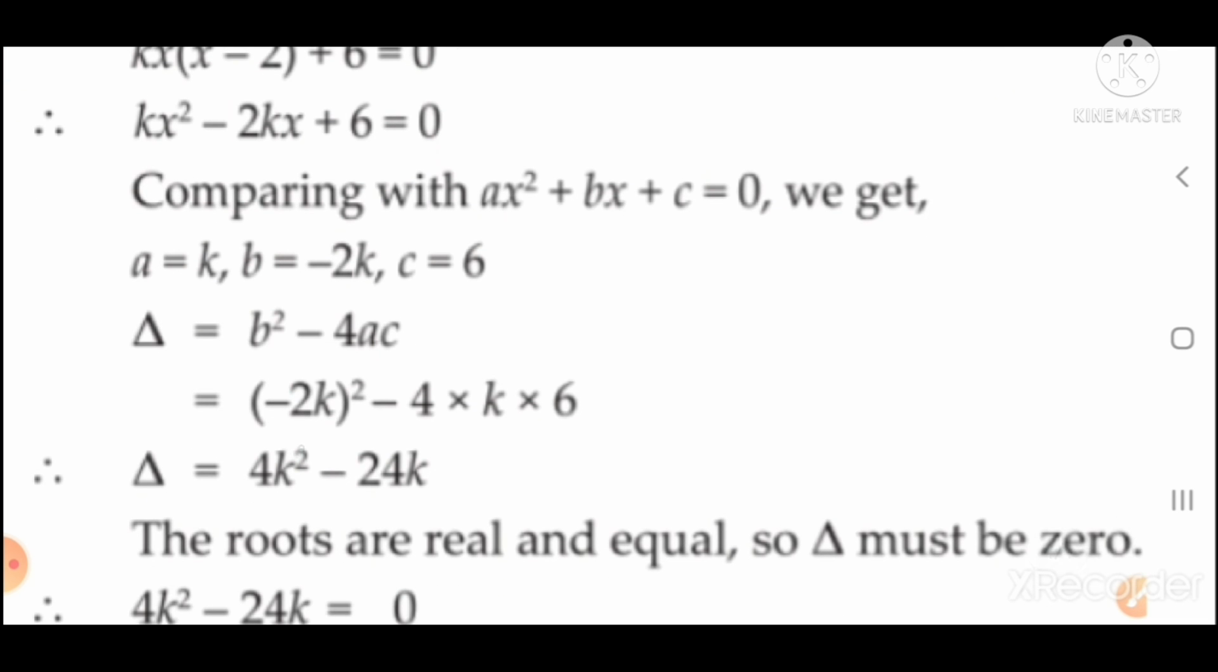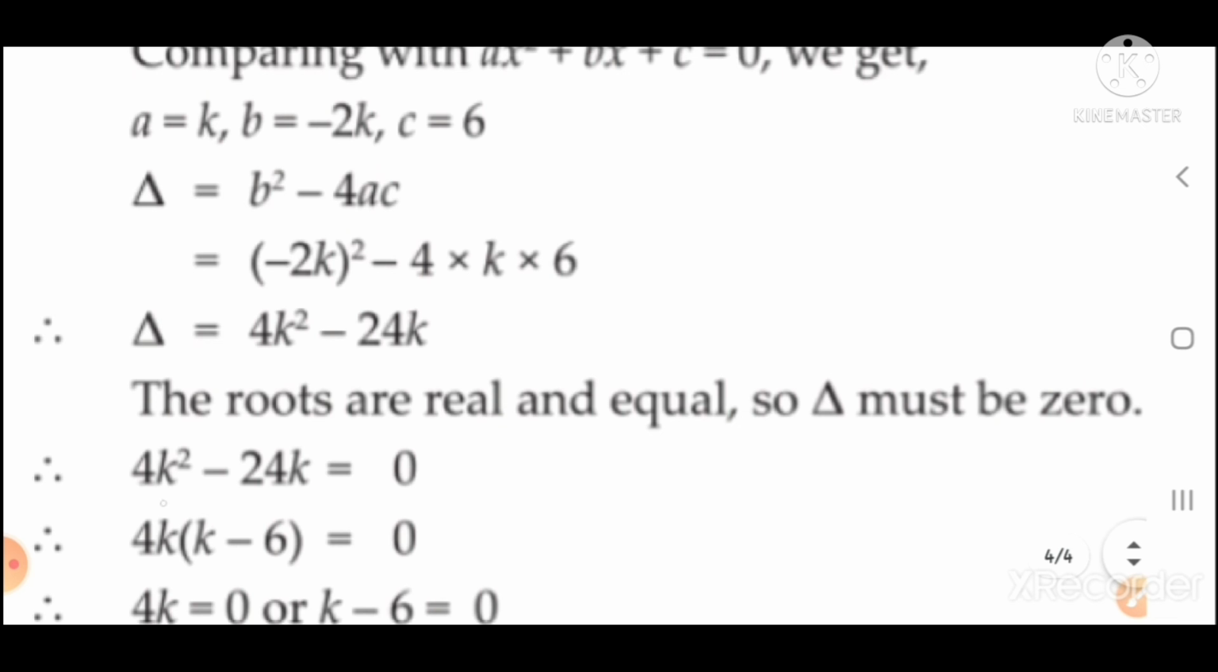So apply the same formula, delta is equal to b square minus 4ac. So what is the value of b? That is minus 2k the whole square, minus 4 into the value of a, that is k, and the value of c, that is 6. Substitute and solve. Minus 2k the whole square becomes 4k square, minus 4 sixes are 24 into k becomes 24k. So once you got delta equal to 4k square minus 24k, you know the delta value is 0. So here you write 4k square minus 24k equal to 0.